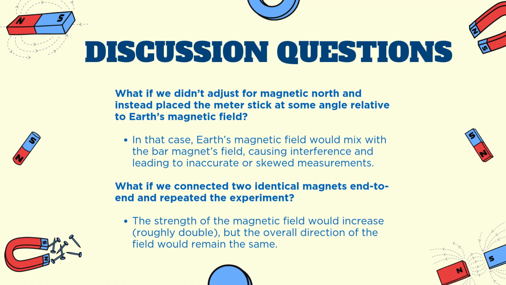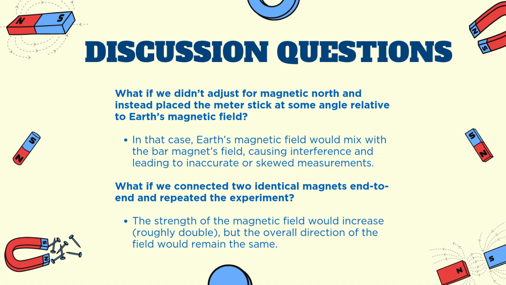And then finally, on to the discussion questions. What if we didn't adjust for magnetic north and instead placed the meter stick at some angle relative to Earth's magnetic field? In that particular case, Earth's magnetic field would mix with the bar magnet's field, which would cause an interference and lead to an inaccurate or skewed measurement.